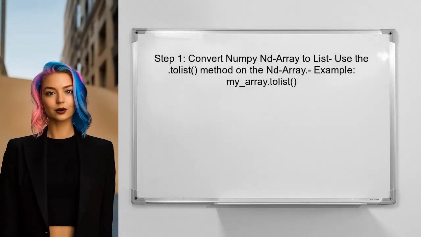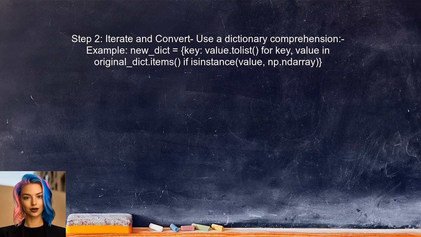To begin solving this issue, the user needs to convert the Numpy ND array values into a format that is JSON serializable. A common approach is to convert the ND array to a list. Next, the user should iterate through the dictionary and apply this conversion to each ND array value. This will ensure that all values are in a JSON-compatible format.